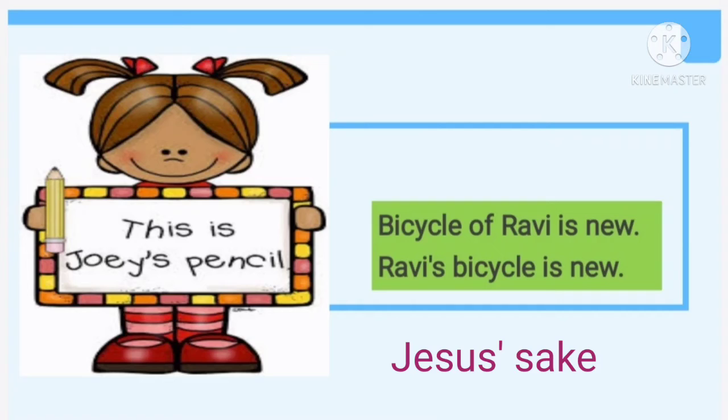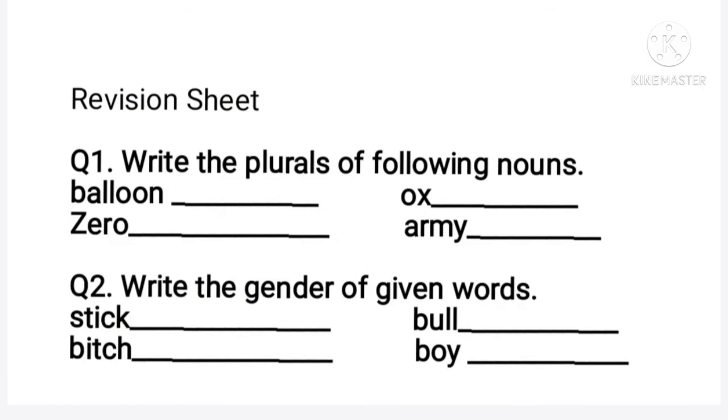Now, as we have revised these topics, related to these topics we have a revision sheet. Let us discuss the revision sheet now. Question number 1, write the plurals of following nouns. Here, 4 words are given. You have to write the plurals of them. Balloon, ox, zero, army. Write the answers carefully. You will get the answer sheet for cross-checking, but just now you have to solve your question.